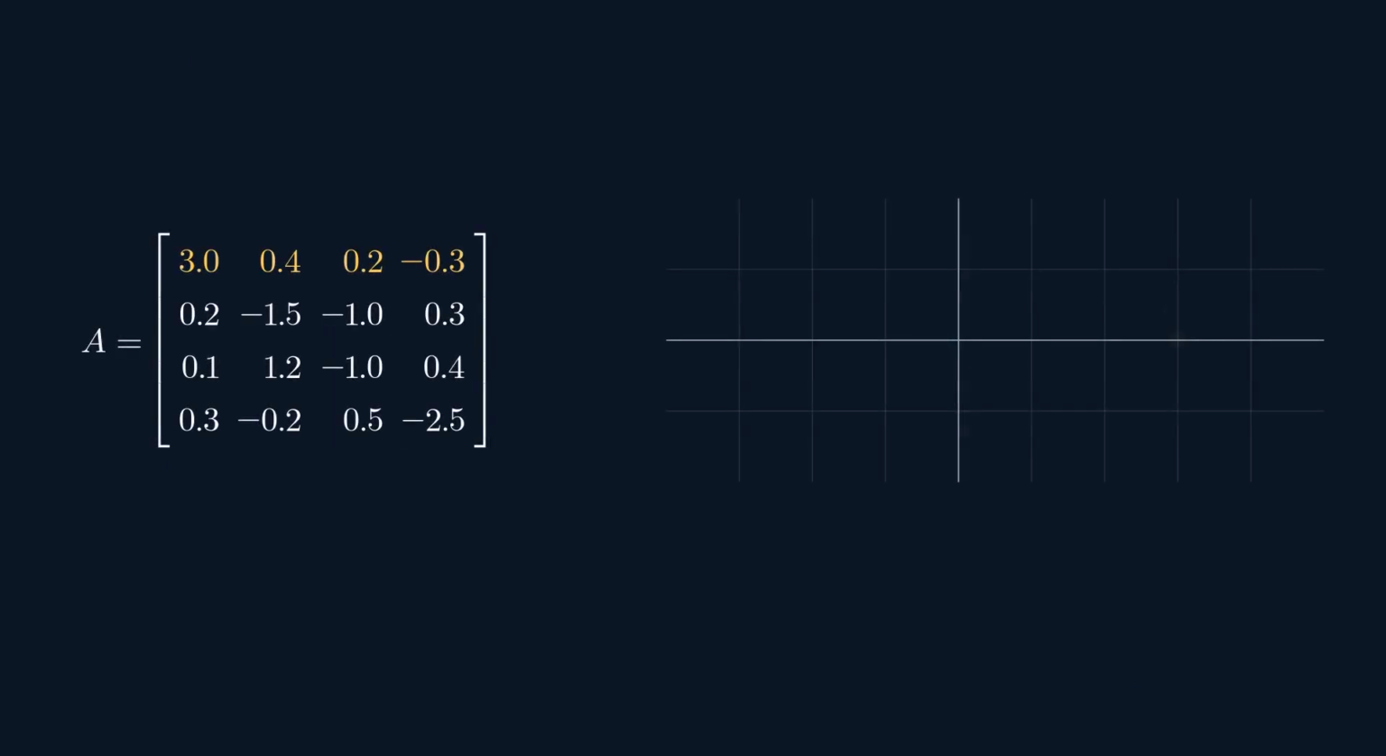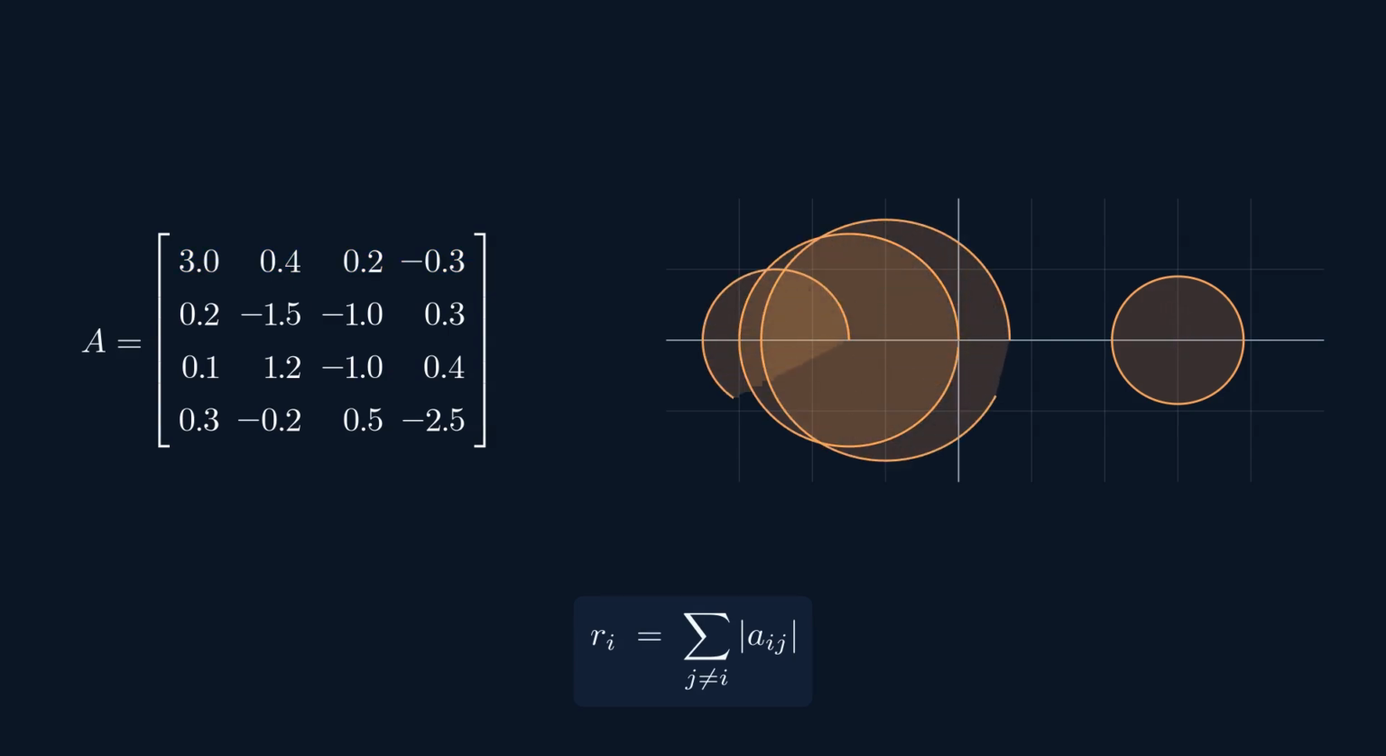The rule that catches those eigenvalues is simple. Pick any row of the matrix. The diagonal entry on that row is the center of a disk. The radius is the sum of the absolute values of the other entries in that same row. Draw the disk in the complex plane. Now do this for every row. You get n disks. Gershgorin's theorem says every eigenvalue of the matrix lies inside the union of those disks. Not most of them, every single one, no matter what the matrix looks like.